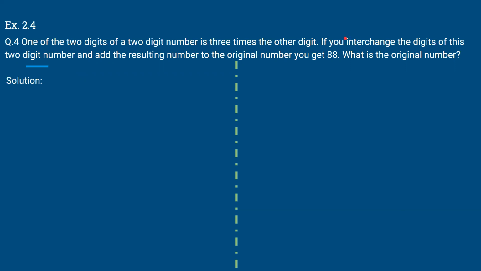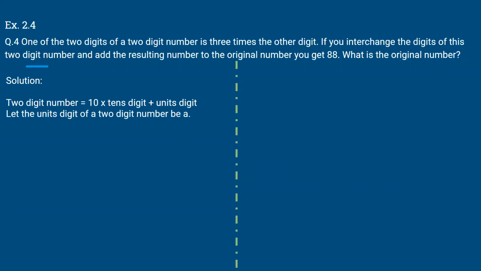In the previous question also, we have learned how to write a two-digit number. A two-digit number is equal to 10 multiplied by tens digit plus units digit. This is the form of a two-digit number. Now, in the question it is given that one of the digits of a two-digit number is 3 times the other digit.